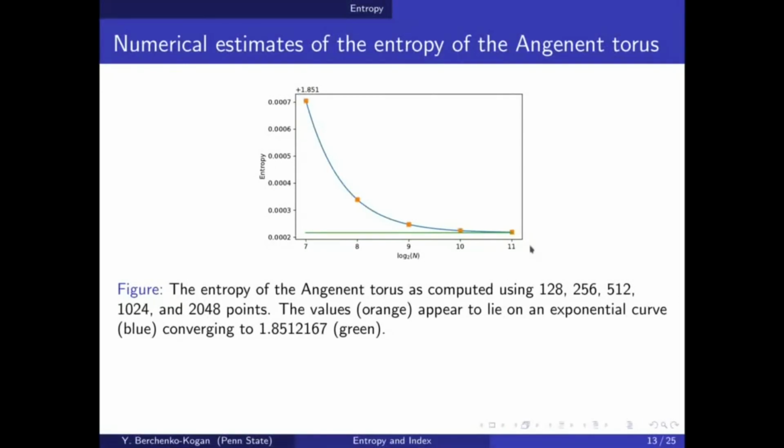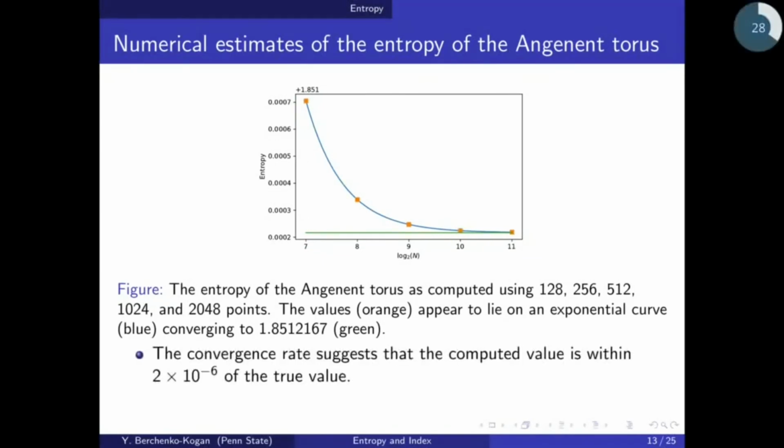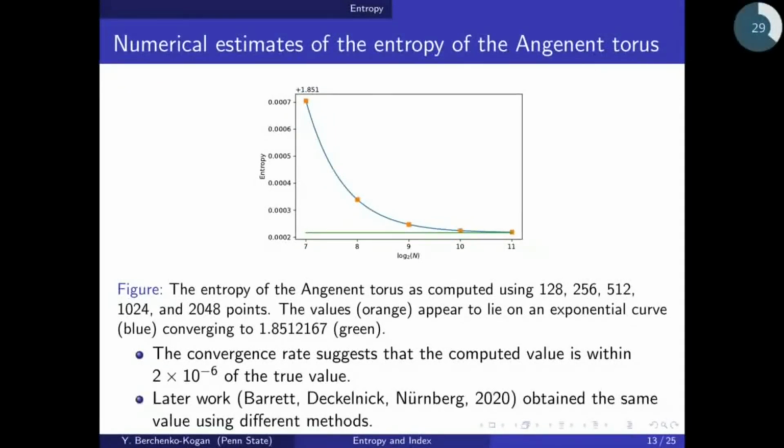At least based on this picture, it seems that as we double the number of points, the accuracy of our estimate increases by a factor of 4. So we have this value here. This suggests that the computed value is within 2 millionths of the true value, and there's also later work that obtained the same value using different methods. I feel that this is very strong evidence that this is the value of the entropy, but I do want to emphasize that this is not a proof.